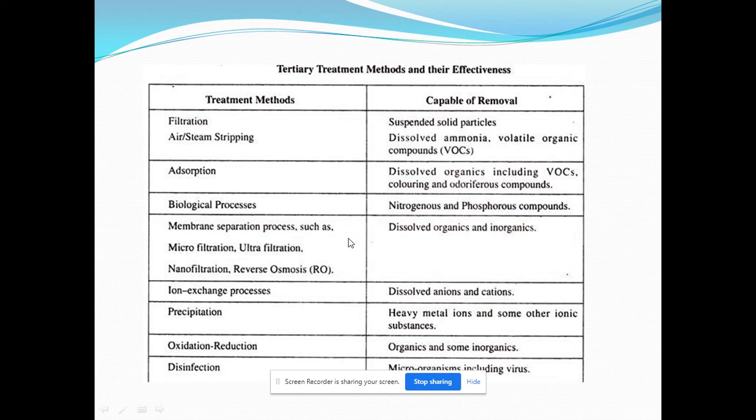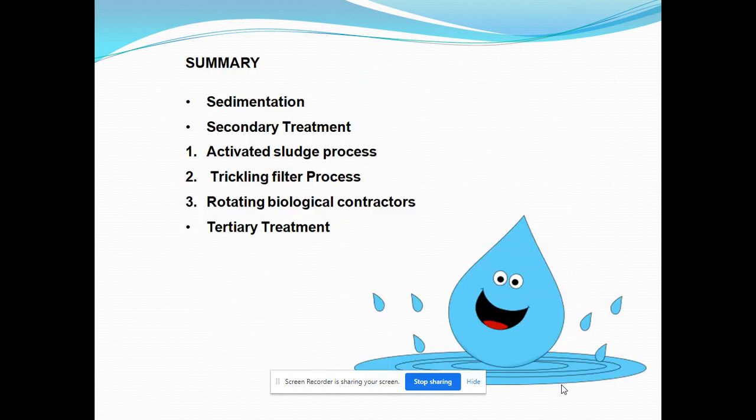Membrane separation processes such as microfiltration and ultrafiltration are done to remove dissolved organics and inorganics. Ion exchange process is done to remove dissolved anions and cations. Precipitation is done to remove heavy metal ions and some other organic substances. Oxidation reduction is done to remove organic and some inorganic substances. And disinfection, this is a common term, is done to remove microorganisms including viruses.